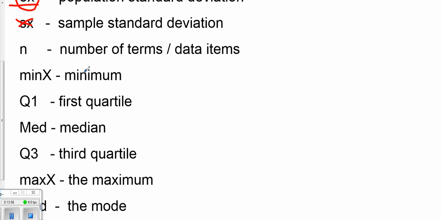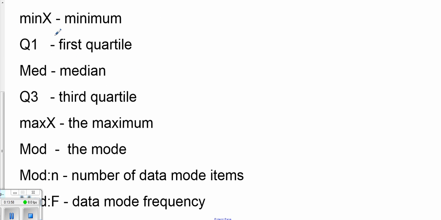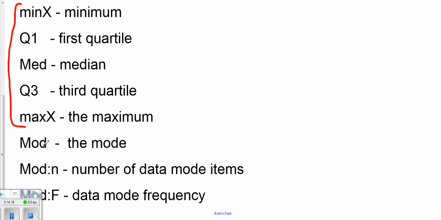Min x is the minimum value. Q1 is your first quartile. Med is your median. Q3 is your third quartile. Max is the maximum. These five right here can be used to help you make a box and whisker plot. So you can always use the calculator to help you find these pieces before you make a box and whisker plot. Mod is the mode.